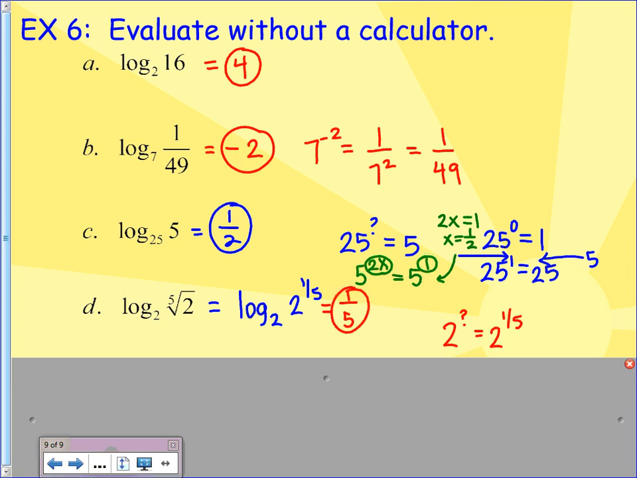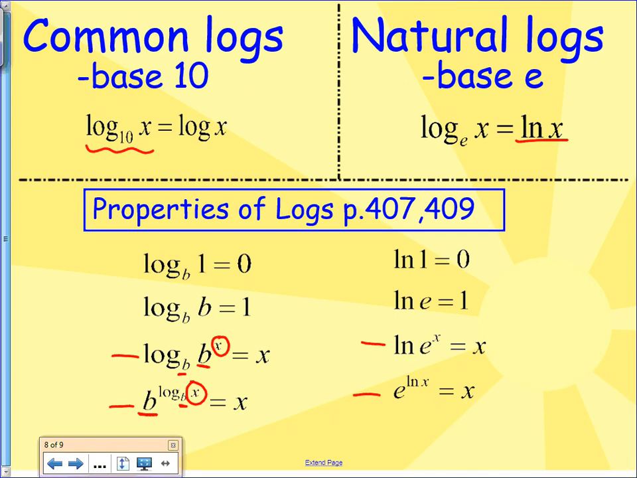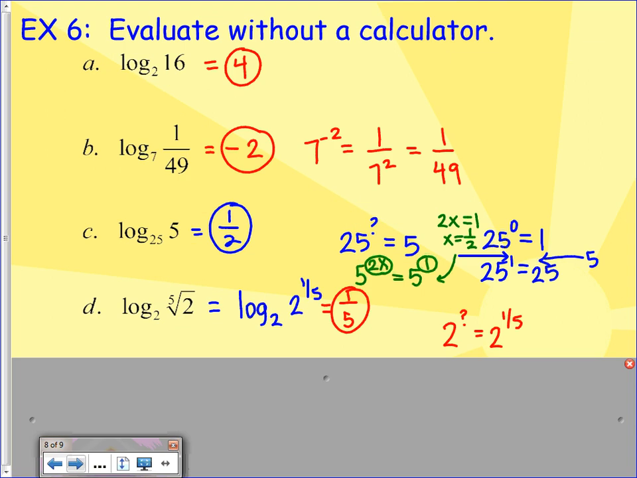The other thing you could notice is that log base 2 of 2, that's one of our properties from before. Log base 2 of 2 is this property here. And so your answer is what you have in the exponent, because your base matches for both the log and the power.